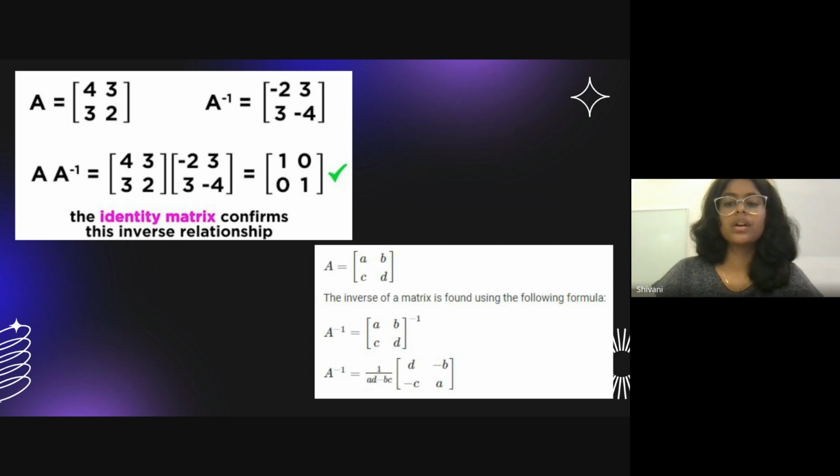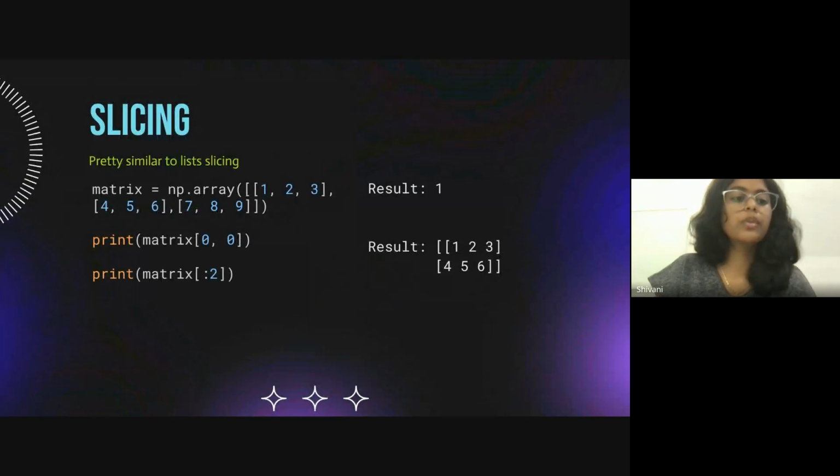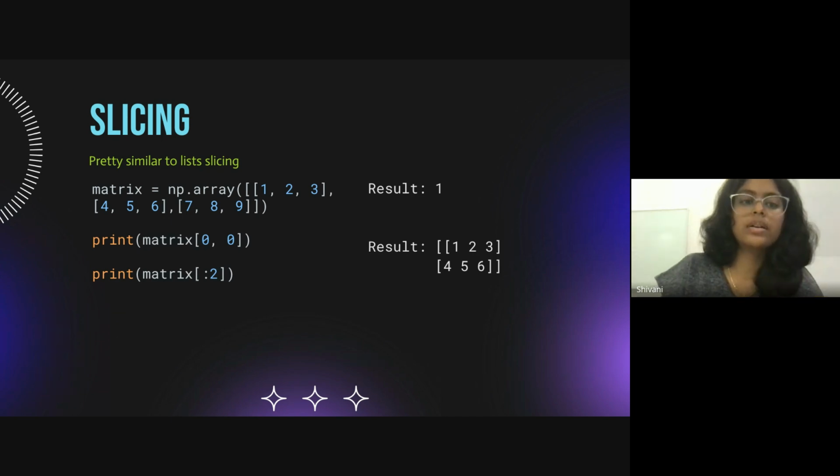So we will learn a little more about matrix multiplication later when Shengsen goes through it, but this is basically how the inverse relationship works. So moving on to slicing. Slicing in NumPy arrays is similar to Python lists in the sense that the index starts with 0 and the index before the colon is included, whereas the index after the colon is excluded in slicing.